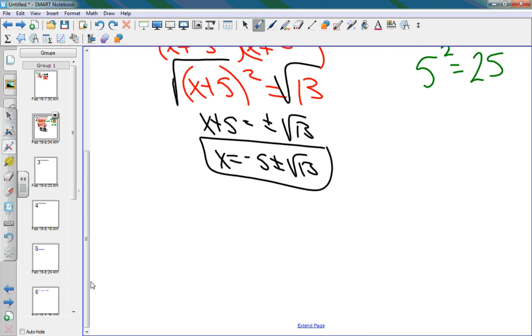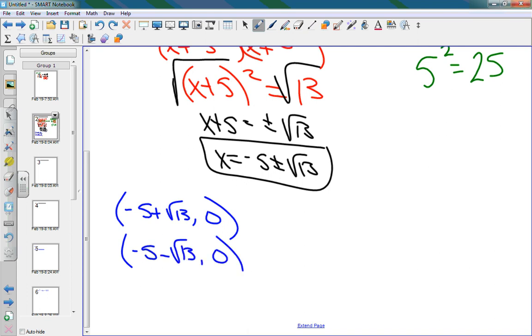Now, I have a problem with that. An x-intercept is what on a graph? A point. Are those points? So give me my first point, Dylan. Negative 5 plus. Give me my second point, Trevor. Positive 5 plus. Negative 5. It already is negative 5. It's going to stay negative 5. Oh yeah, okay, negative 5 minus the square root of 13.